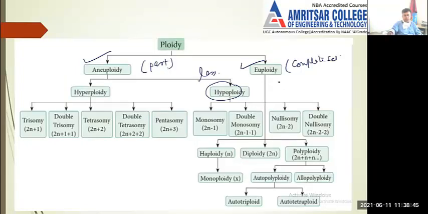Here hyperploidy is not given, here it is given. Aneuploidy contains two conditions: hypoploidy versus hyperploidy. So now you can see hyperploidy means plus 1. Trisomy means plus 1. Double trisomy is plus 2. Then plus 3.